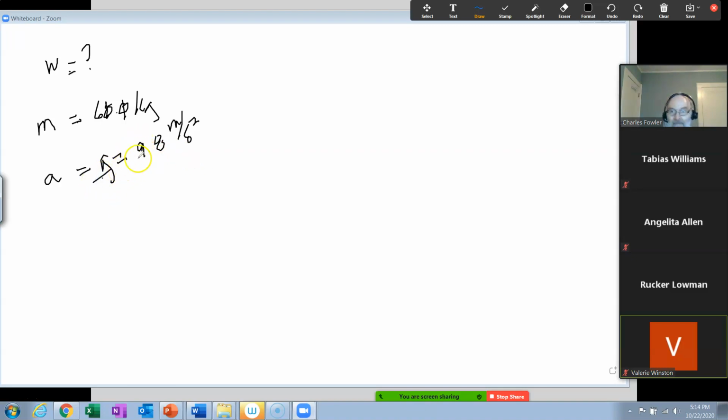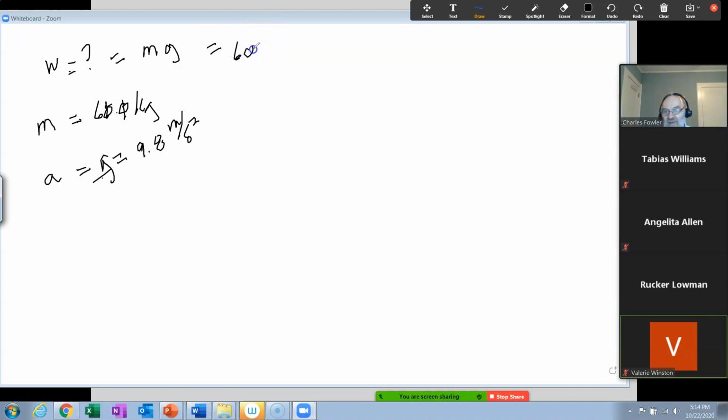Okay? All right, well, what is weight? That formula looks a lot like Newton's second law, whereas Newton's second law is net force is mass times acceleration. Here your weight is your mass times the acceleration due to gravity pulling you down, that's your weight. Okay? So we just plug and chug.